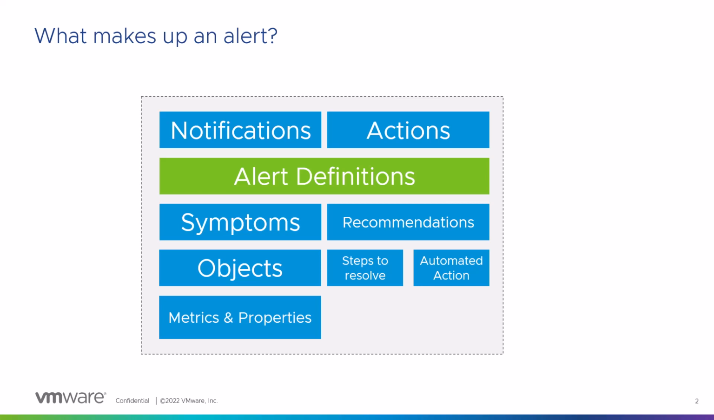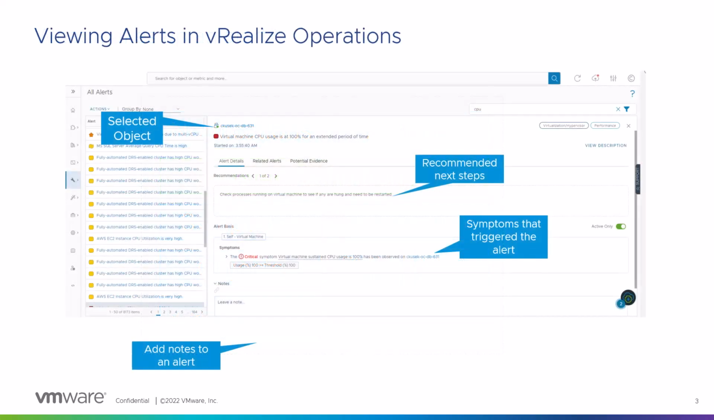Recommendations show ways to fix the triggered alerts. They can also contain automated actions to fix the issue. Here, in this example, you see an alert that has been generated on the selected object because the CPU usage value has exceeded the threshold value of 100%. Recommendations on the possible next steps have also been given.